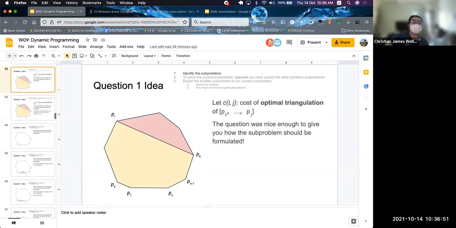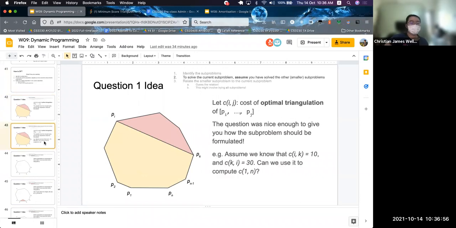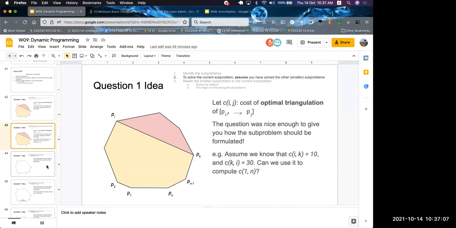I think the question might need more clarification of whether there's wrap around. Like I to J, does it mean you can go around past back one or not? I think you can, but it's just not that clear in the question. But the rest of the question is still okay.